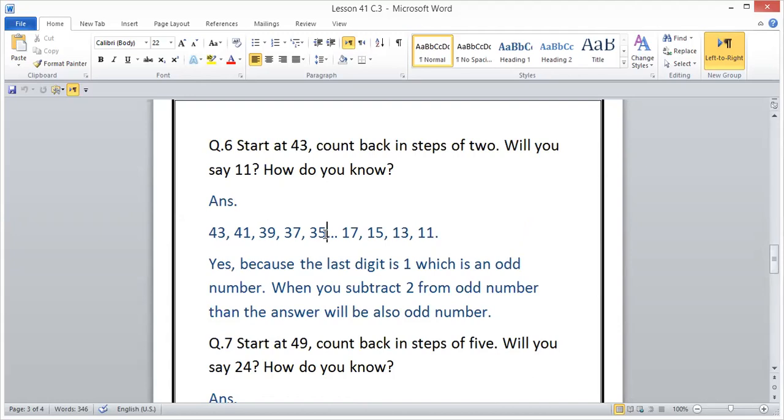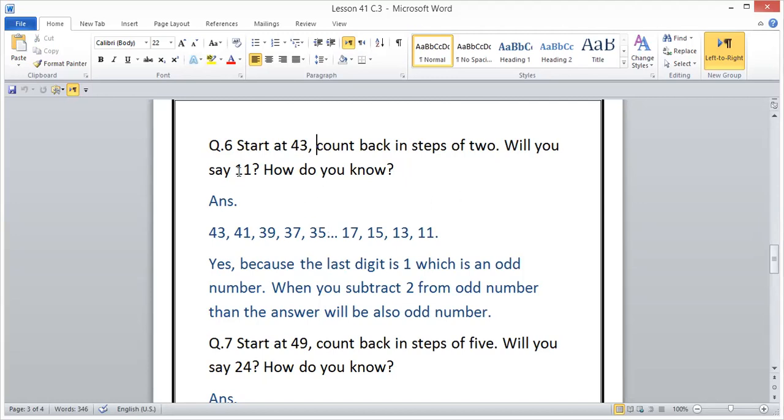I told you one thing, guys, that if you subtract 2 from an even number, then the answer must be an even number. And if you subtract 2 from an odd number, then the answer must be an odd number. You are counting back from 43, which is an odd number. So whatever numbers come in the series will all be odd numbers if you keep counting back in steps of 2, right? So from 43, when you count back in steps of 2, 41, 39, 37, 35, and so on.